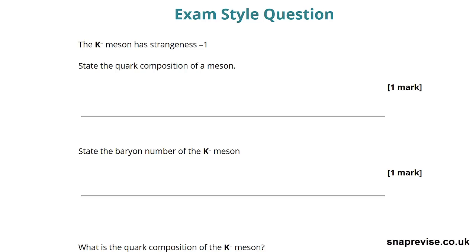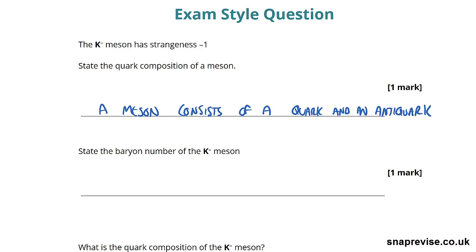So in this exam style question, they start off by telling us that a K- meson has a strangeness of -1. Then they just want us to state the quark composition of a meson in general. And we know that a meson is made of a quark and an antiquark. And we've given that answer a few times now.